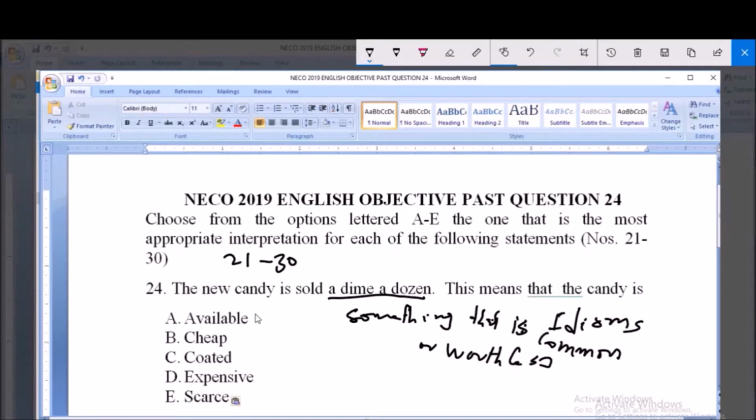Then option A says available, option B says cheap, option C says quoted, option D says expensive, option E says scarce. So when something is common, by the definition of a dime a dozen, it means that it is cheap because it is available. Then option B is correct. So the correct option is option B.